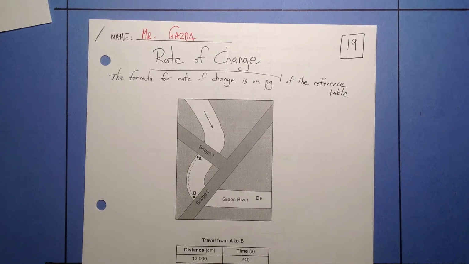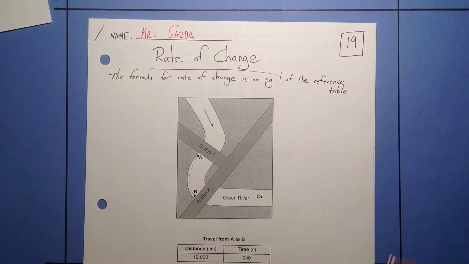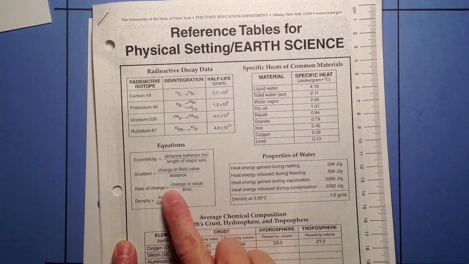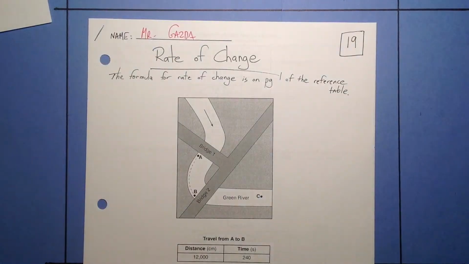Guys, rate of change, homework 19, here we go. The formula for rate of change is on page 1 of the reference table. It is right here: rate of change equals change in value divided by time.